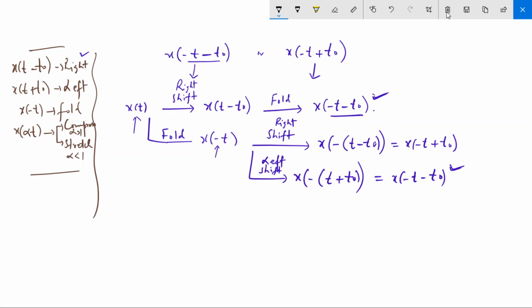Okay, let me explain this using one example, a simple example. Suppose I have a signal x of t, okay, maybe like this.